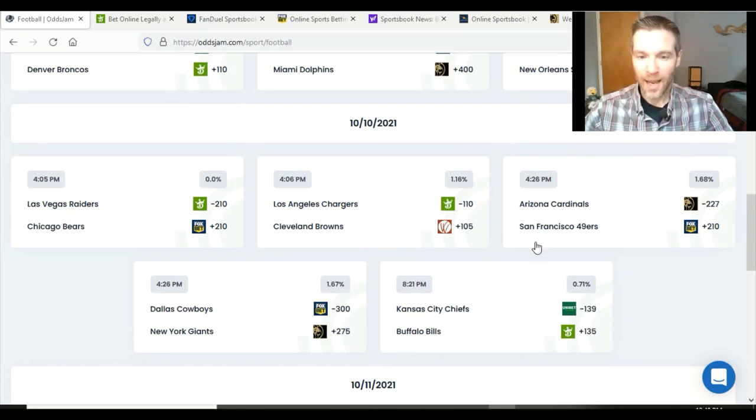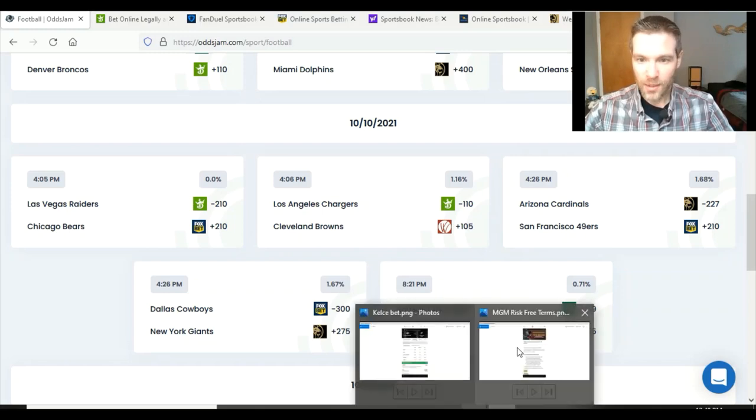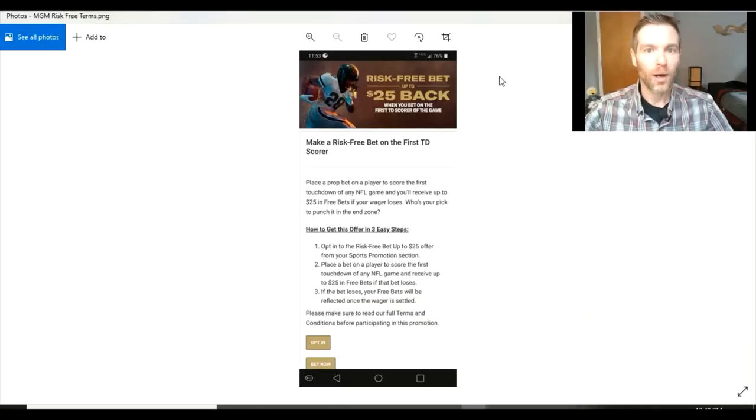So for the past NFL week, week four, BetMGM was running this promotion where it was a risk-free bet up to $25 back when you wagered a prop bet on the first touchdown score of the game. They've been doing this for most of the weeks of the NFL so far. And here was the terms. You opt in, you place the bet on a first touchdown score, and if it loses, they will give you up to $25 in free bets back.